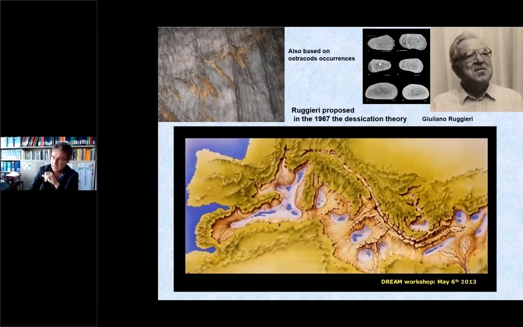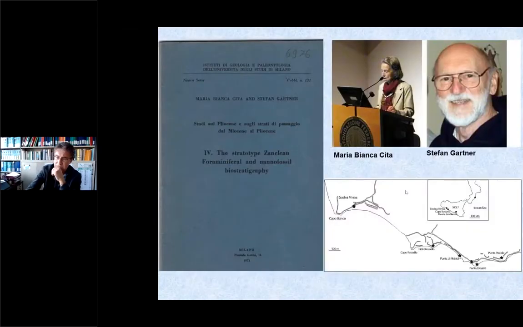In 1973, Maria Bianca Cita and Stefan Gartner studied the southern part of Sicily, close to Agrigento or Eraclea Minoa.